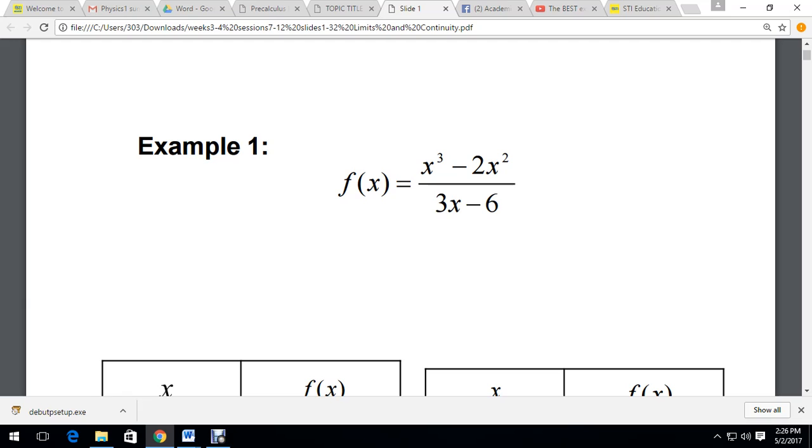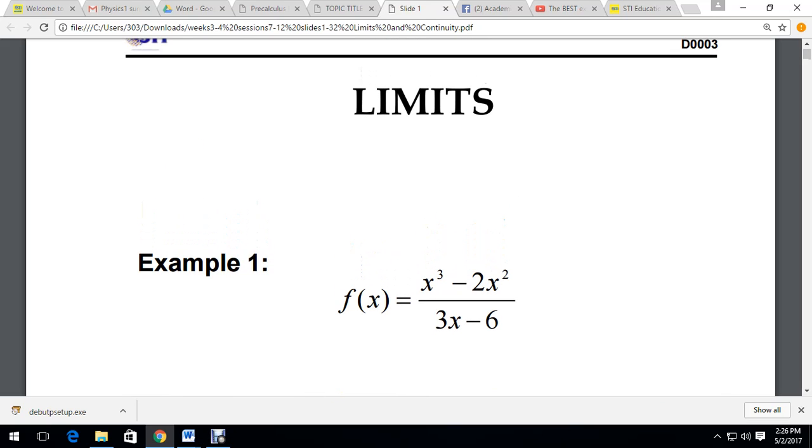Given the example f of x, this is our function. This is equal to x cubed minus 2x squared over 3x minus 6. To illustrate the idea of a limit of a function, let us first take note of the given form of the function. We have x cubed minus 2x squared over 3x minus 6.